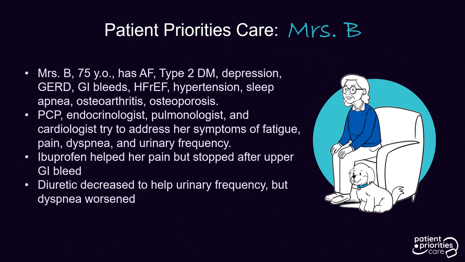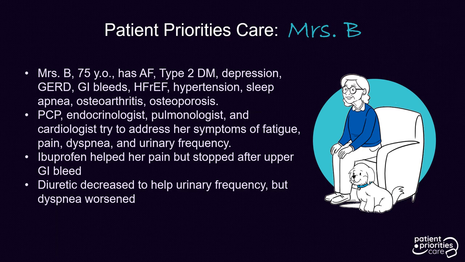So now we're going to talk about what happens for a patient who you identify as someone who would benefit from patient priorities care in your clinic. We will go through several encounters with Mrs. B, and together we will explore how to align her care to help her to achieve her priorities. Mrs. B is a 75-year-old. Her story is typical for an older adult with multiple chronic conditions.